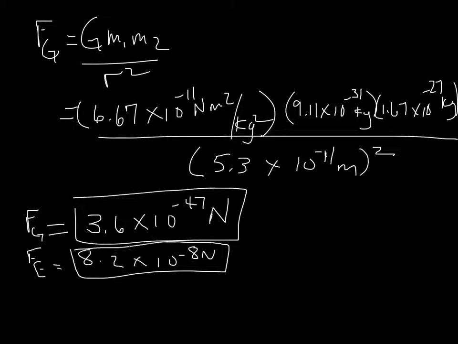So let's do a little ratio here. Let's say the electrostatic force to the gravitational force. And we set that up. Go ahead and calculate that. And you should come up with about 2.3 times 10 to the 39th. The order of magnitude of 10 to the 39, that's enormous.